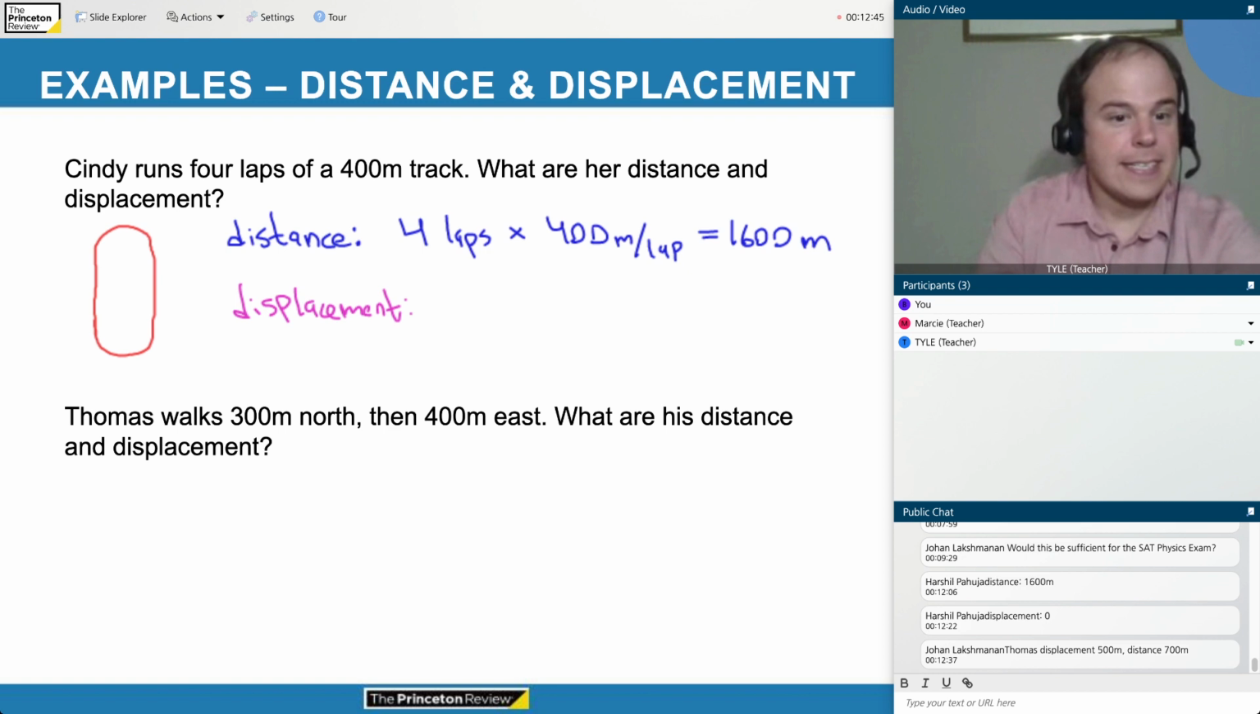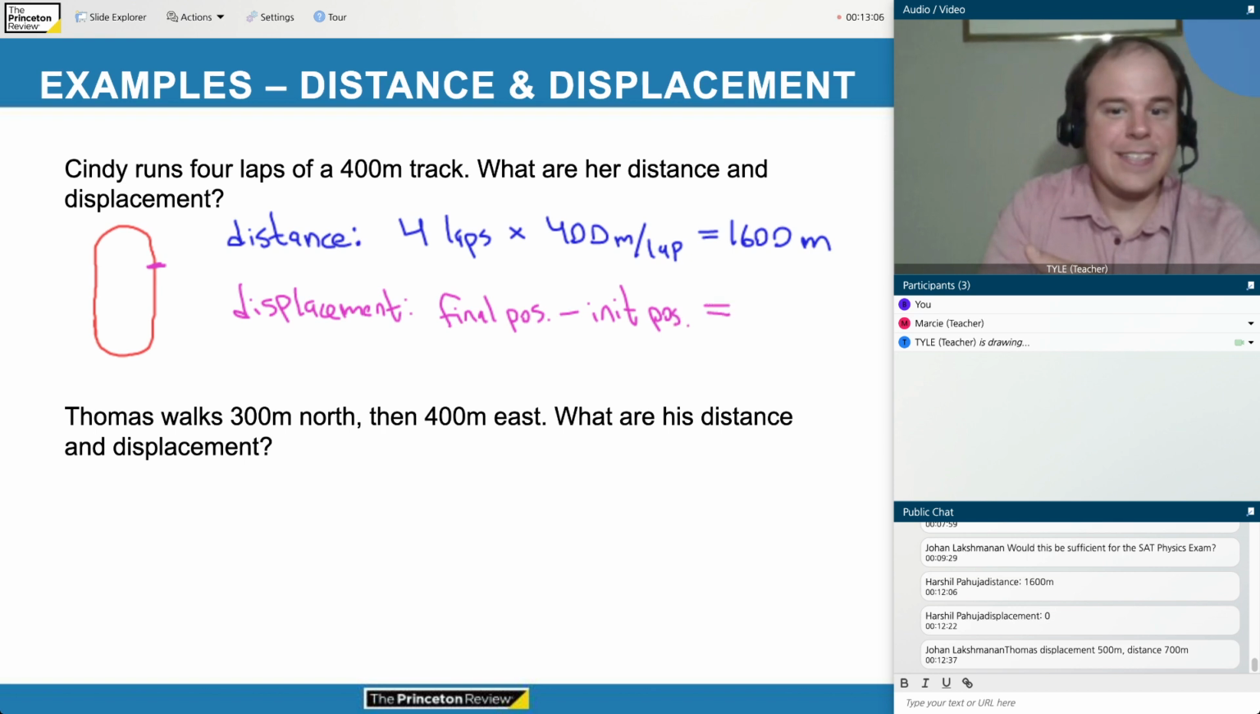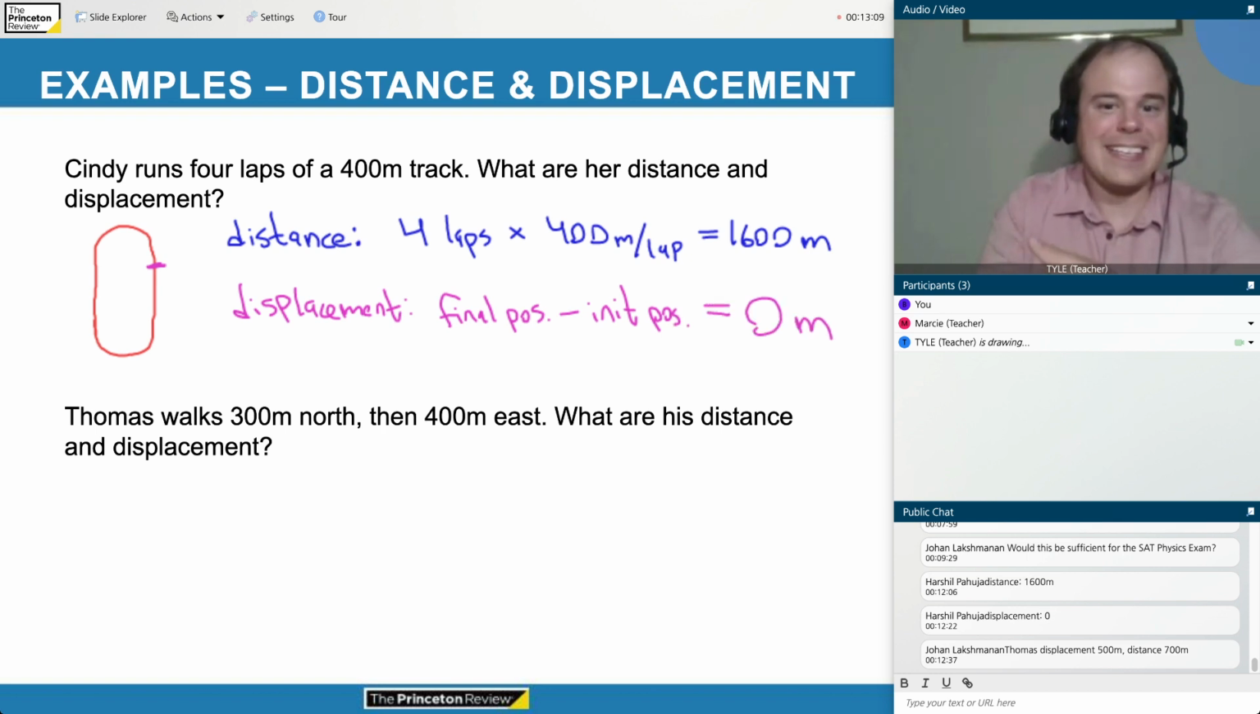So Cindy's displacement, well, she ran 4 full laps. So let's say she started at the start line. She goes around 4 times, and she finishes at the same place that she starts. So her displacement equals final position minus initial position. And since those are the same place, her displacement is 0 meters.